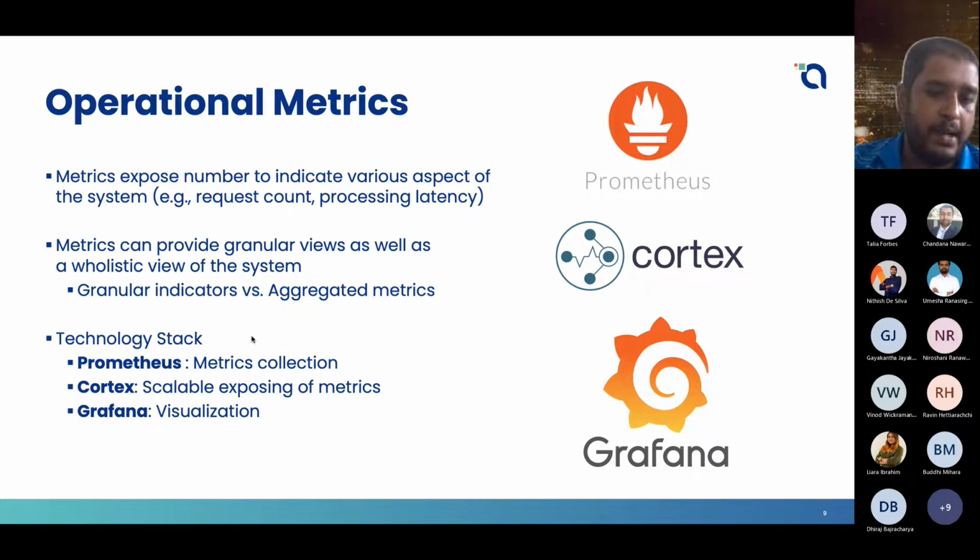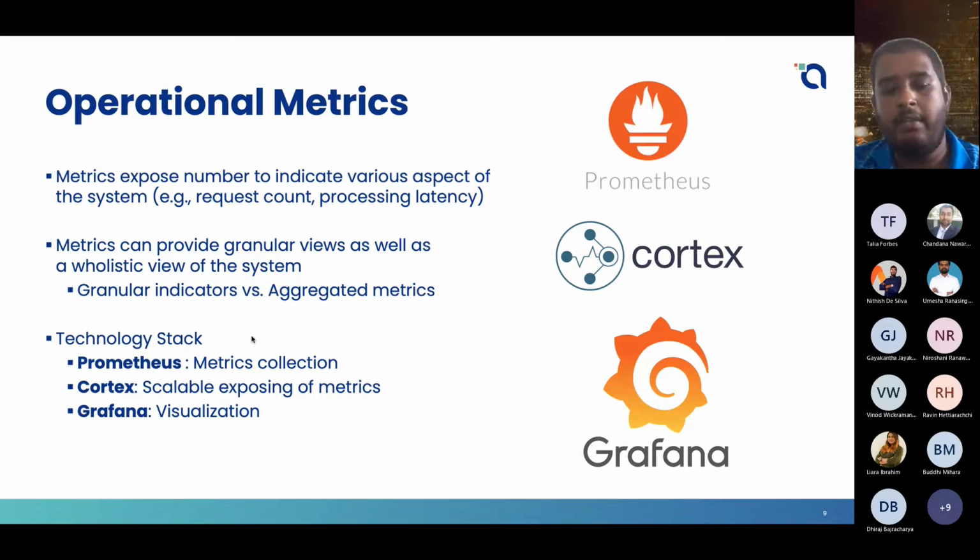In order to implement metrics, we used Prometheus, Cortex, and Grafana. I'm sure most of you have heard about Prometheus. It's a time series database that allows you to label data into multiple dimensions. The Prometheus server allows you to collect these metrics and store them.